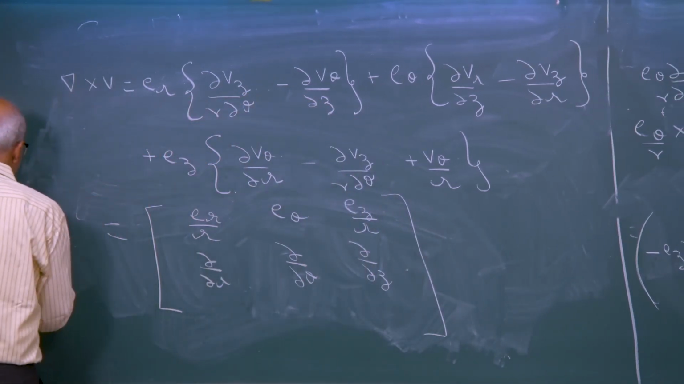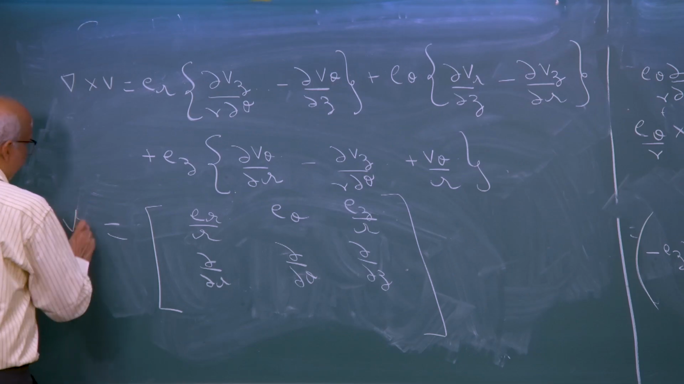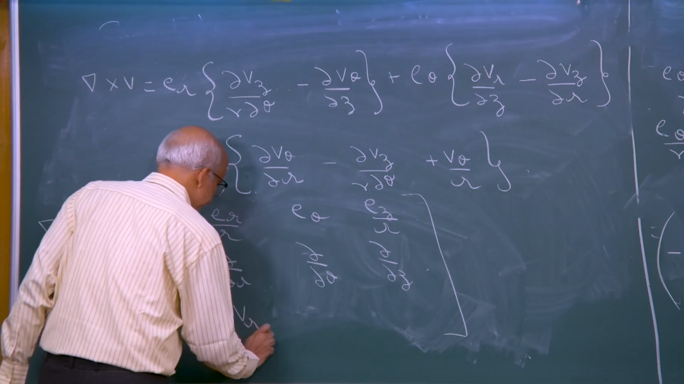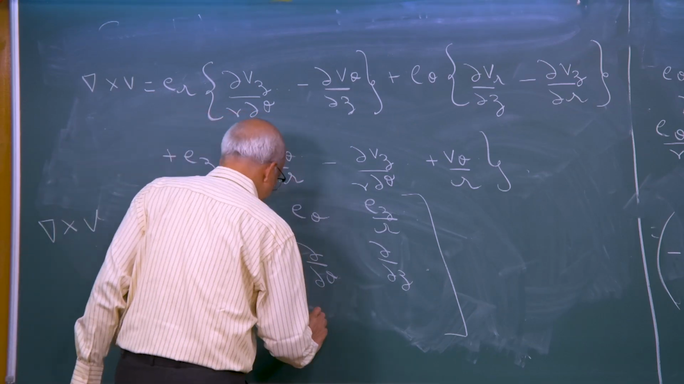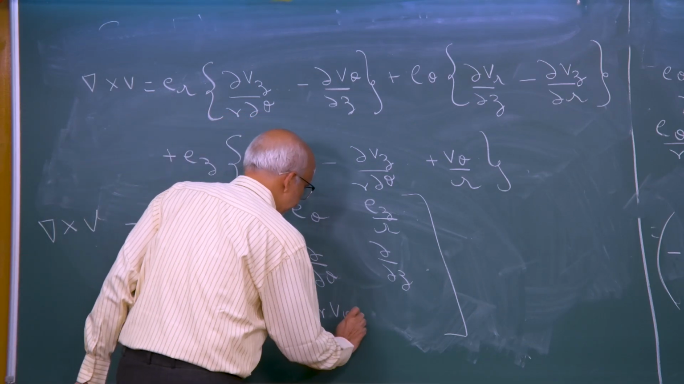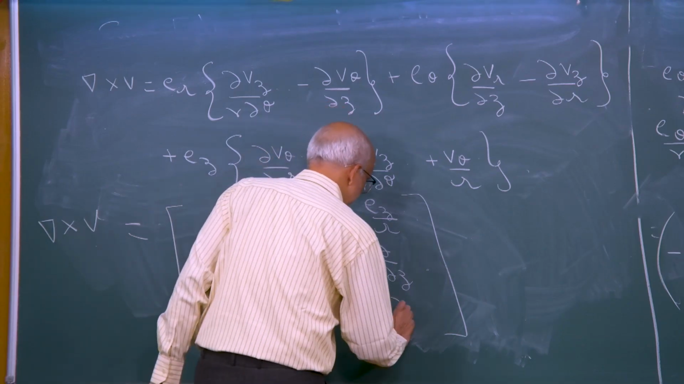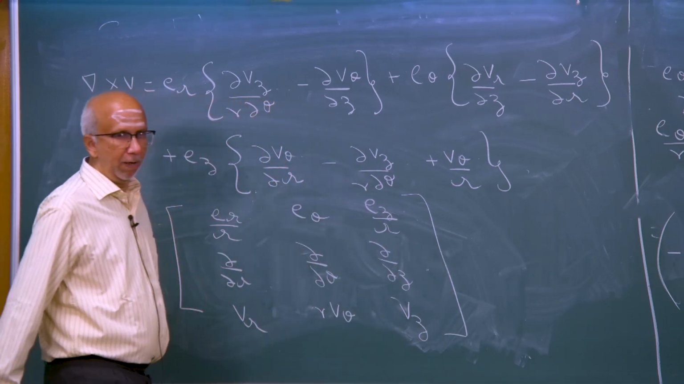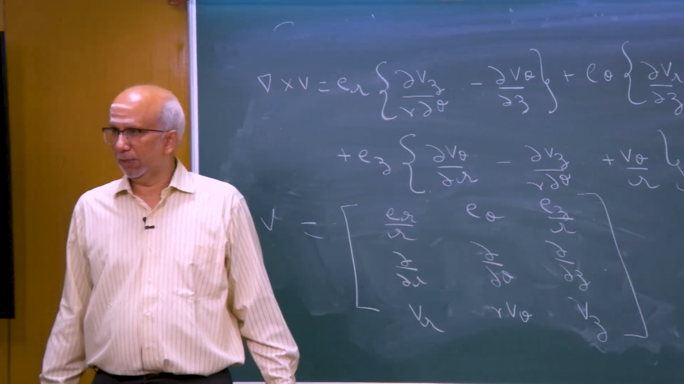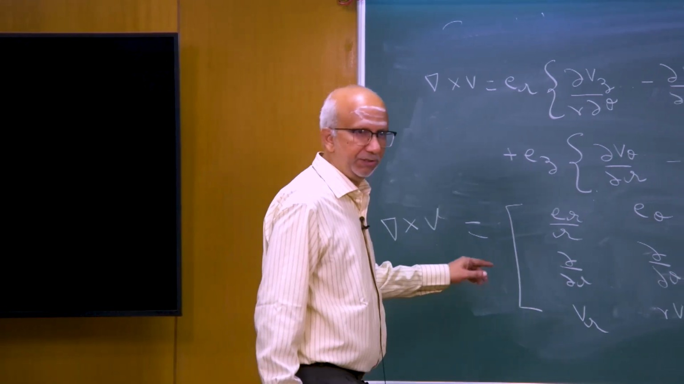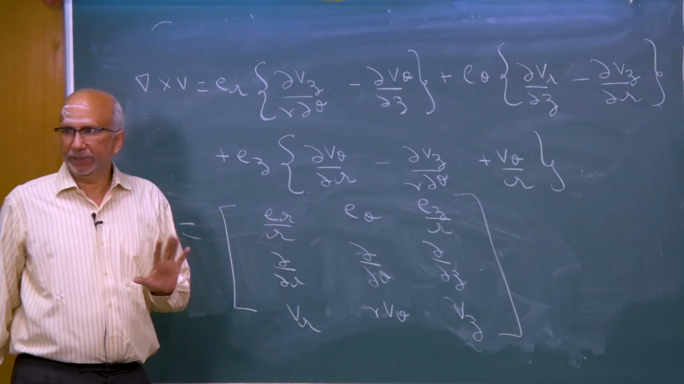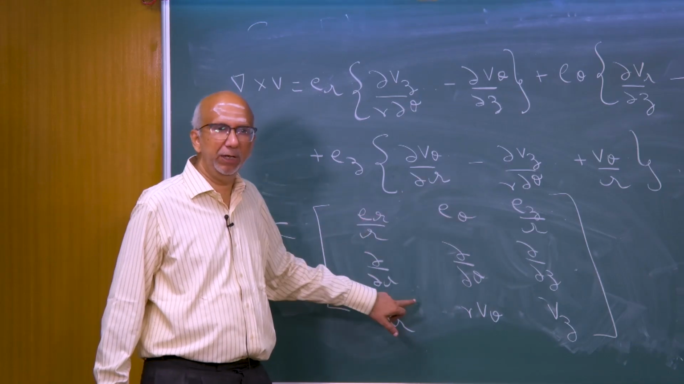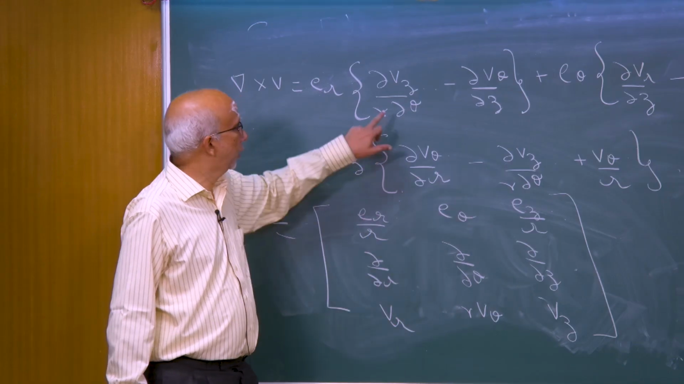So, curl of V, this is the matrix representation, is Vr, r V theta, and Vz. I just saw this thing before I came to the class. I hope I remember it right. So, I think this is correct. Point is, if you found the determinant of this matrix, you will get this.